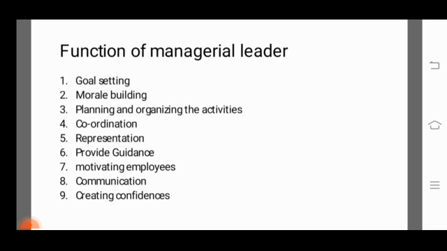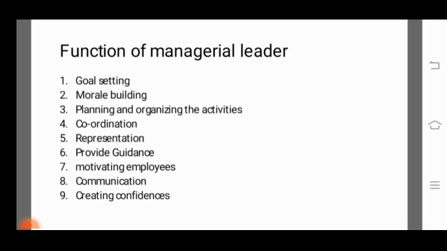Similarly, another function here we have is planning and organizing the activities. A managerial leader has to prepare necessary plans and organize the activities for their performance. In this regard, he divides organizational activities among the employees in a systematic manner and delegates the authority and responsibility for the performance of the assigned tasks.